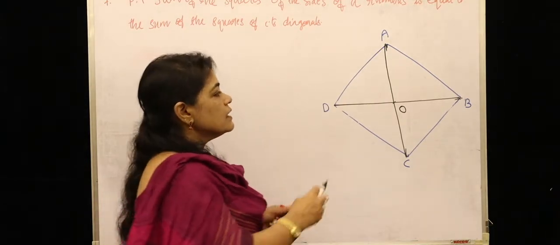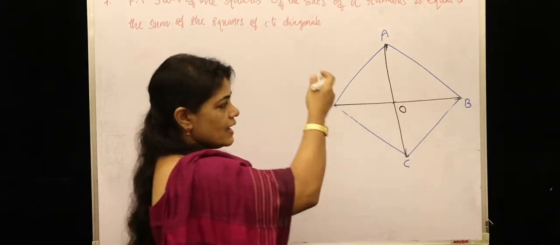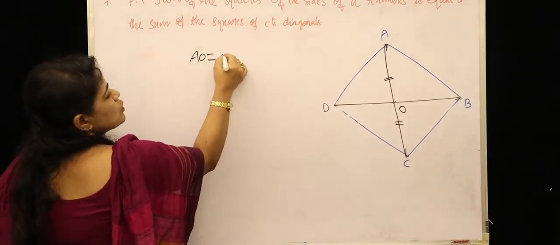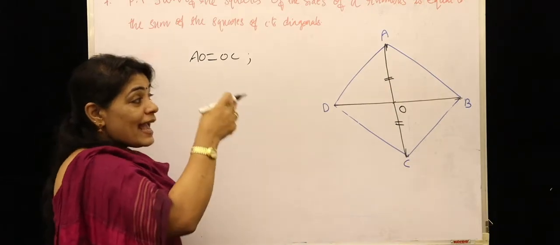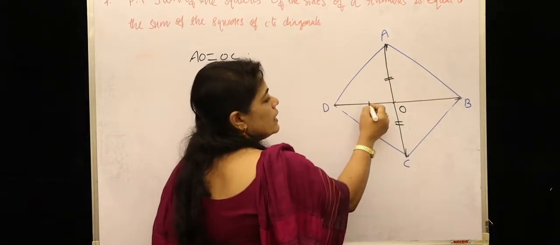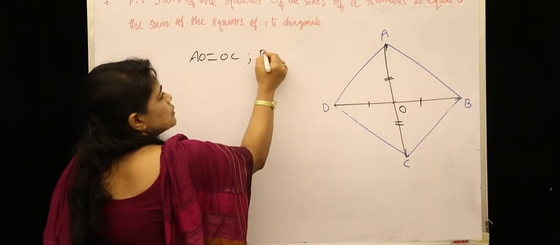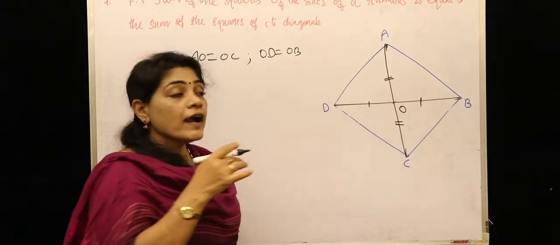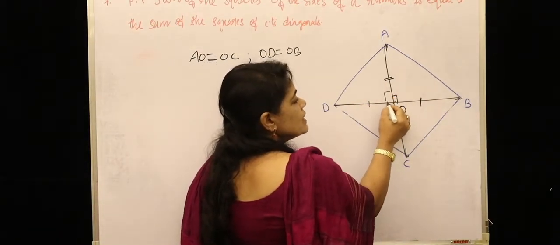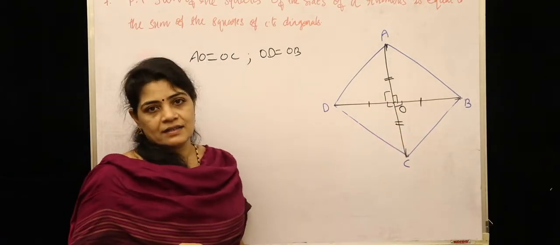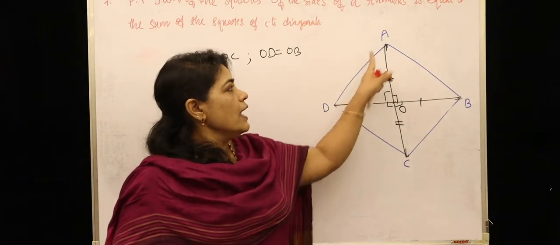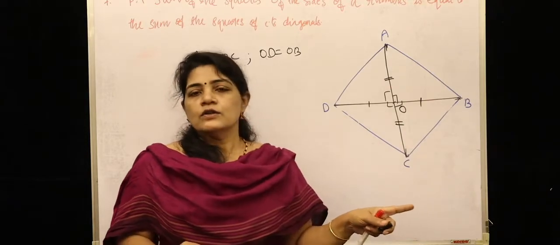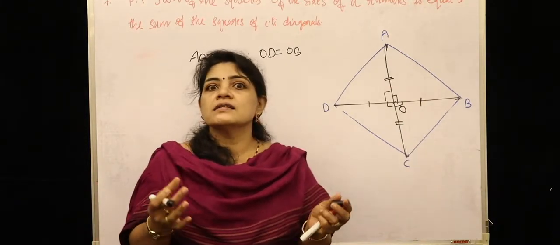Which means here the diagonal BD divides AC equally, that is AO equal to OC. And at the same time, AC divides BD equally, that means OD equal to OB. Perpendicular bisectors, they are dividing at 90 degrees. That means you can see here 4 right triangles: AOD, AOB, DOC as well as BOC. So, you can see 4 right triangles.